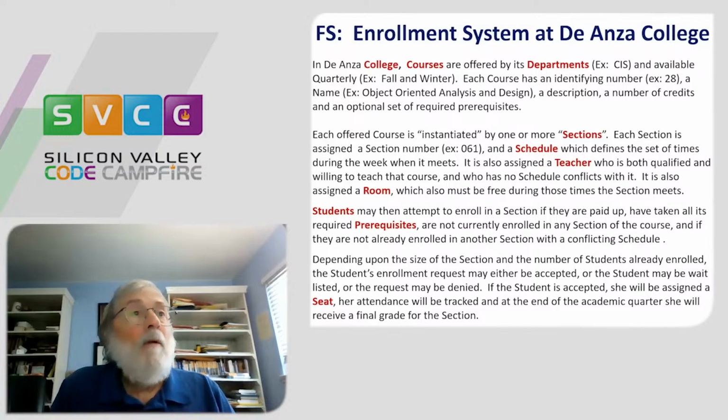We've talked about teacher and room. We knew that from the beginning. Students may then enroll in a section if they are paid up, have taken all its required prereqs. So we understand that prereq is now a part of the functional specification. And then at the bottom, if the student is accepted, she will be assigned a seat. Her attendance will be tracked. And at the end of the academic quarter, she will receive a final grade. So we've taken the functional specification and we've added to it the things that we needed to do to make that specification real and implementable.